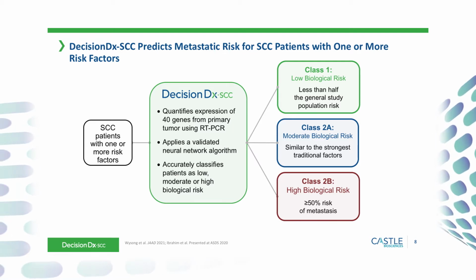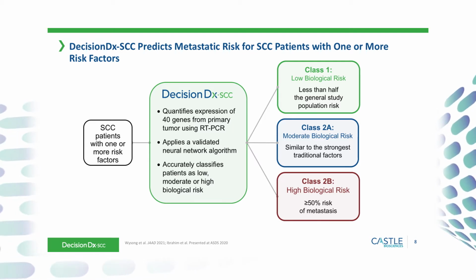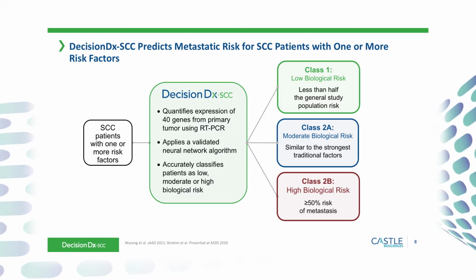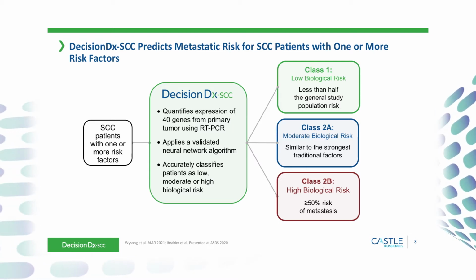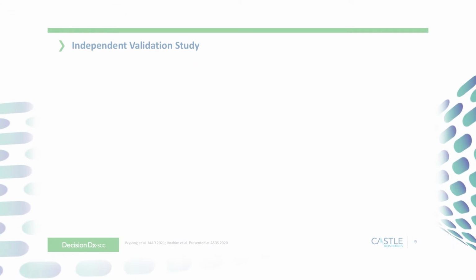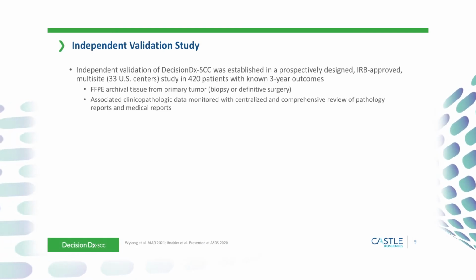So I'm going to back into this a little bit, but I just want you to get a sense of what this looks like at the highest level on the clinical side. So really what happened is a validated cohort was used during a prospectively designed IRB-approved trial. It includes 33 centers in the United States. And these are all patients who had known outcomes related to their squamous cell carcinoma. 420 patients total.